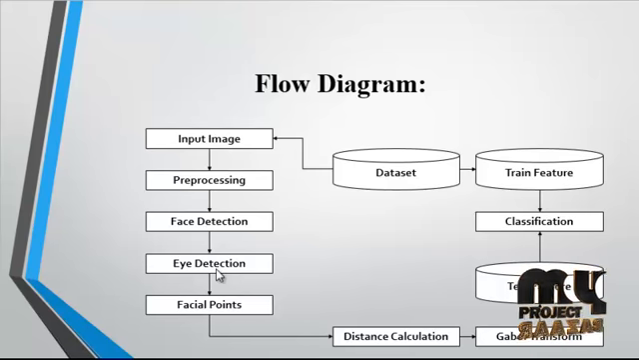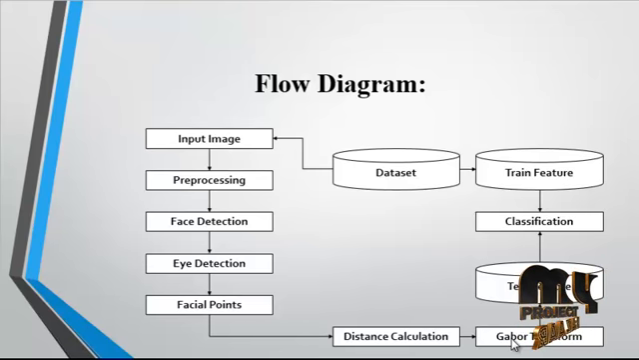After the eye is detected from the face, the facial points are plotted on the face. The facial points are nothing but the AAM points plotted on the face. These are plotted on the eye, nose and mouth, everywhere. After plotting the facial points, the distance is calculated for each and every point plotted on the face. Then the Gabor transform is applied to the face image.